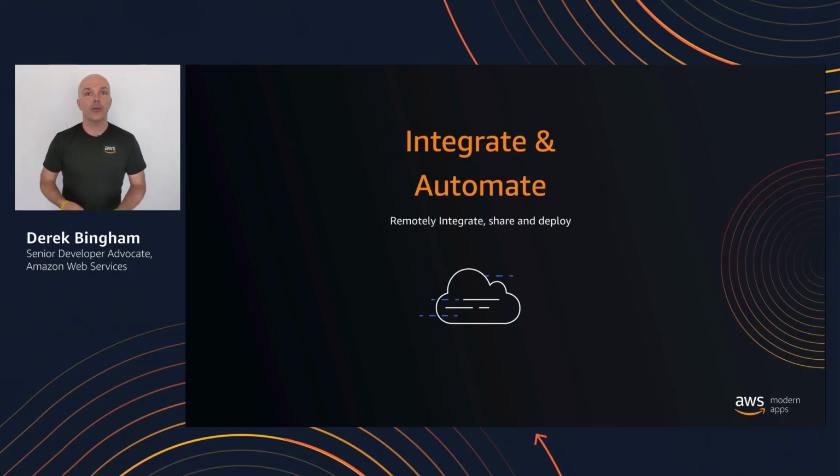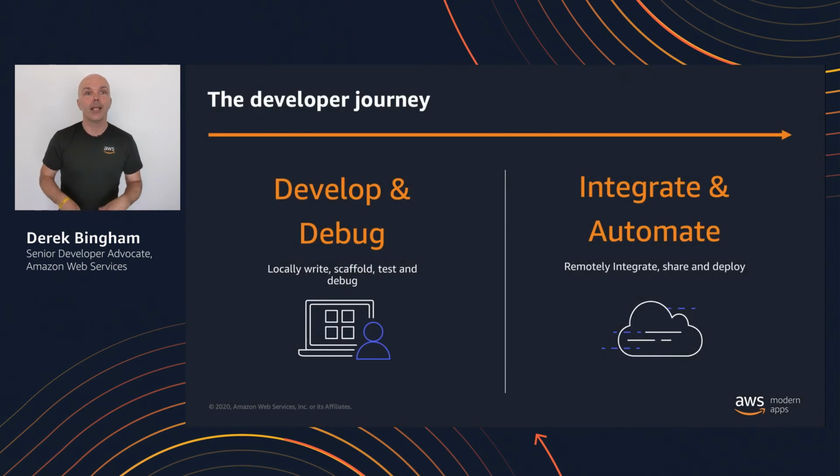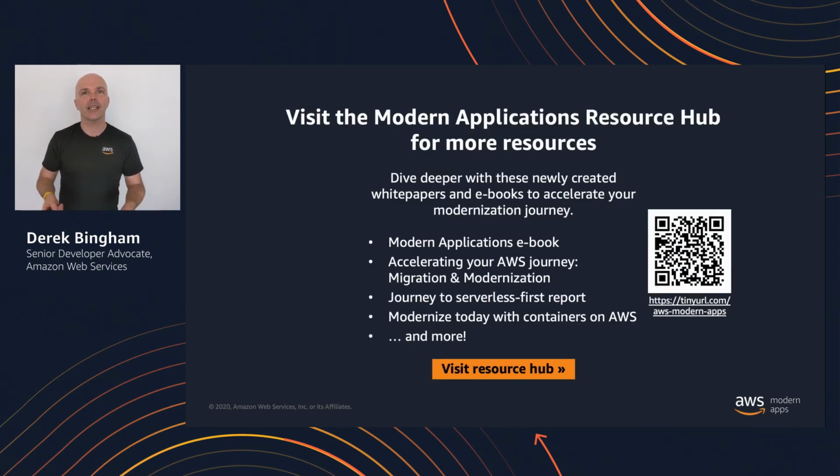So that was integrate and automate. We've seen how easy it is to build out a full build and deployment pipeline. And we've seen what tools you can use to do that. So the developer journey is complete. We have built our code, we have debugged it locally, we've tested it locally, we've deployed it, and we now have full automation to deploy it through test into production. Job done.